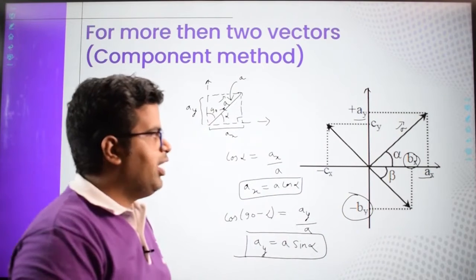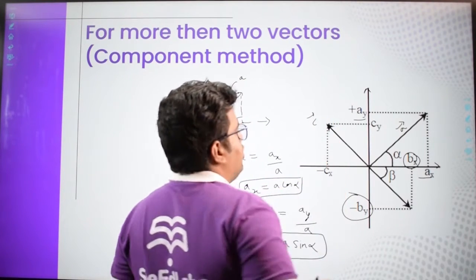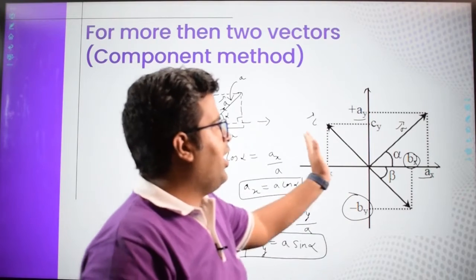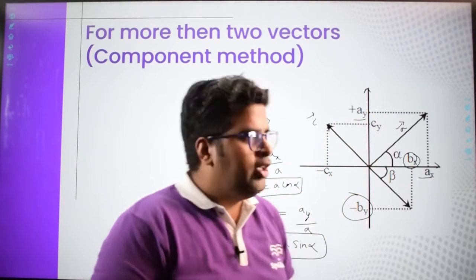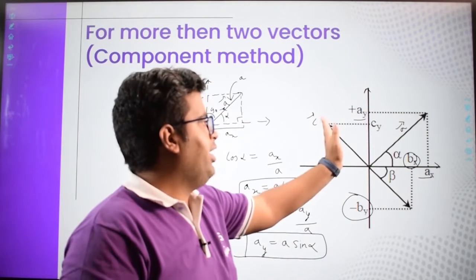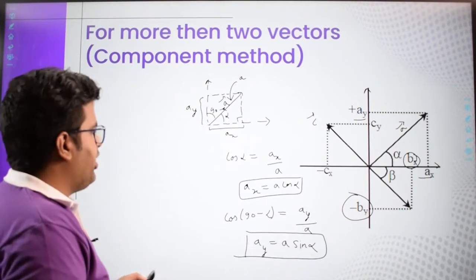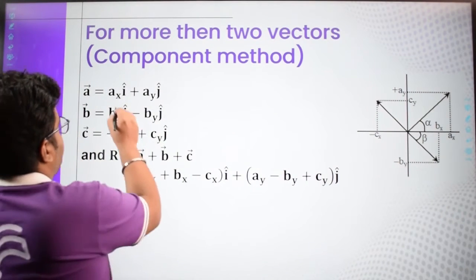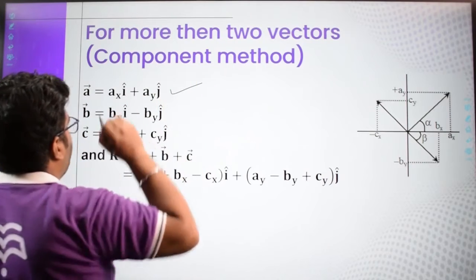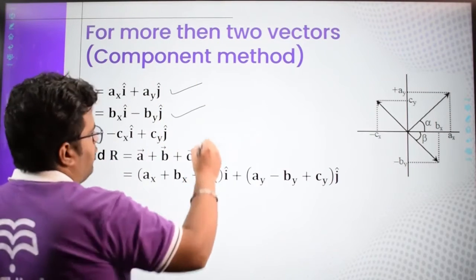Similarly, if I ask you for the C vector, this is another vector, let's say this is the C vector. This C vector is positive along y, but along x it is negative. So that will be Cy and minus of Cx. So if I want to write these in vector form, what do I have? A vector as Ax i cap plus Ay j cap, B vector as Bx i cap minus By j cap.